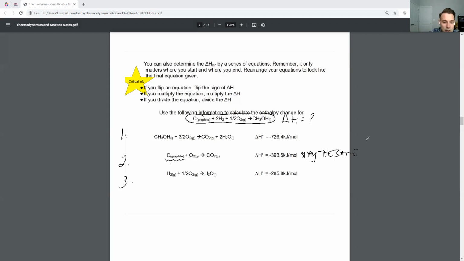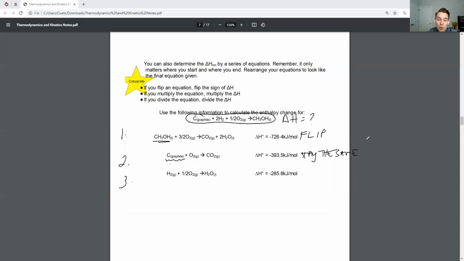Now, the next thing I'm going to look at is the methanol. The methanol is only found in this first equation. It isn't found in the other two equations. And so I'm going to ask myself, is it on the correct side? No, it is not, which means I need to flip this equation.